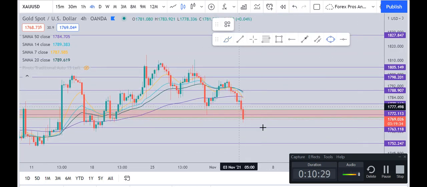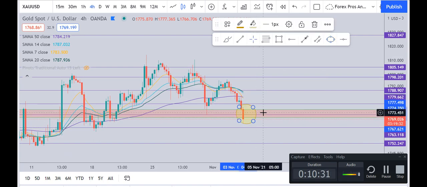How do we wait for the confirmation? We'll draw an ellipse and see if the market is showing a trend reversal pattern. There are different types of patterns, and everyone has their own type of confirmations. I have my own setup, my own 4 to 5 confirmations, after which I say that now it's a good time to buy or sell the gold.